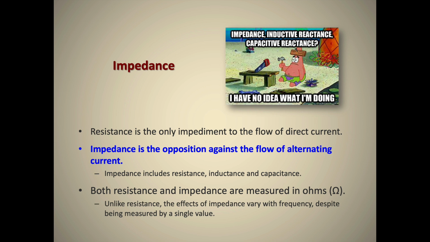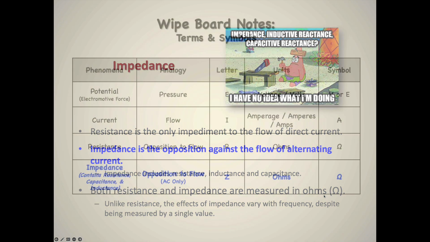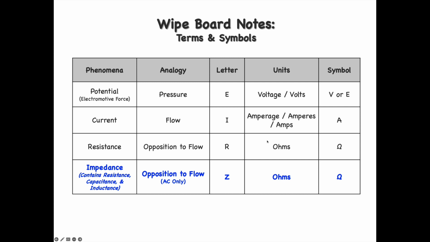But the key thing to remember is that the effects of impedance, its opposition against charge, vary with frequency. So even though it's got a single value, that single value only applies to a single frequency. Throwing it up on the whiteboard, here it is, impedance, with a sub-note that it includes resistance, capacitance, and inductance. It is the opposition to flow, but it's AC only. It uses the letter Z, which of course is kind of interesting. And it's also measured in ohms to make things confusing. And we also, of course, use the omega.